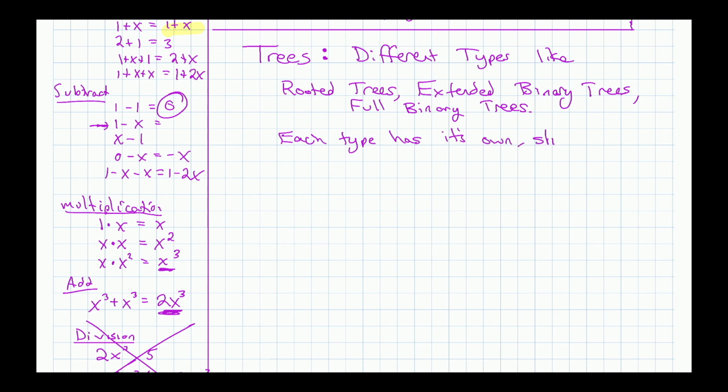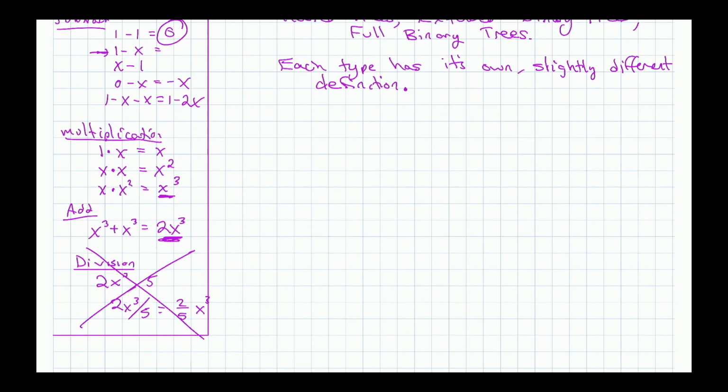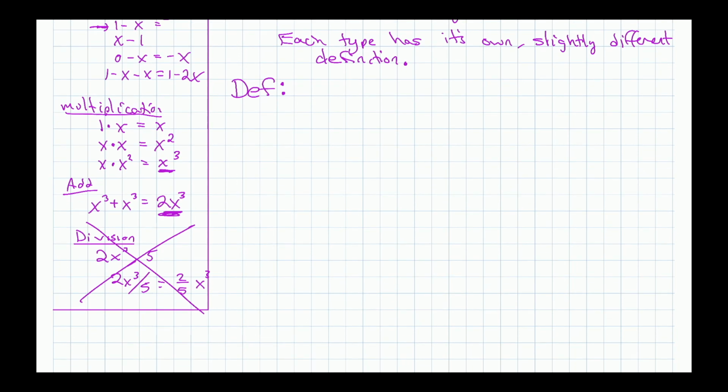Slightly different definitions. And the differences in the definition will give us the differences between the different tree types. So let's go ahead and get started. We're going to look at rooted trees first. I'm going to give you the definition, and then we're going to draw the pictures. If you've seen trees before, you've seen them with a lot of pictures. So here's our definition of rooted trees.